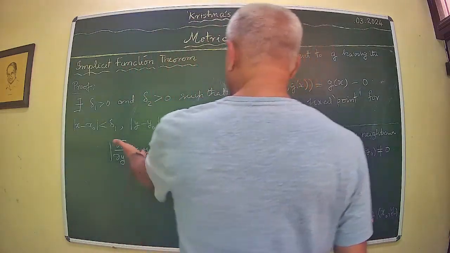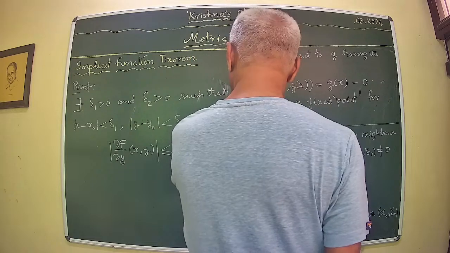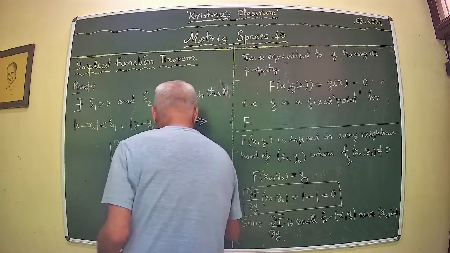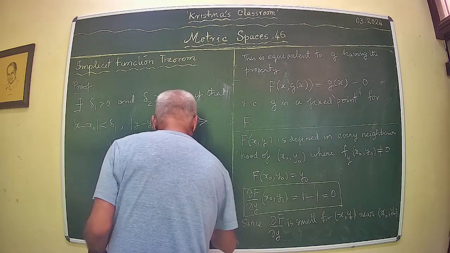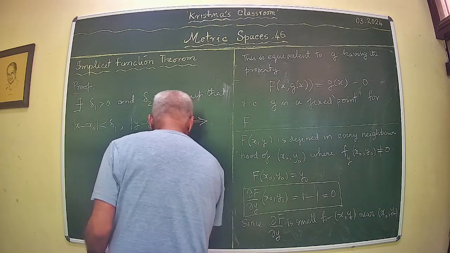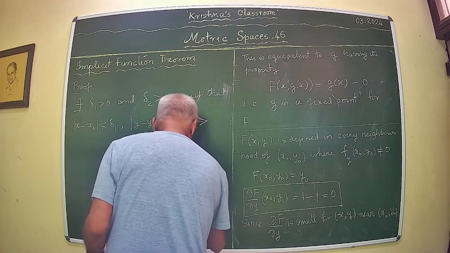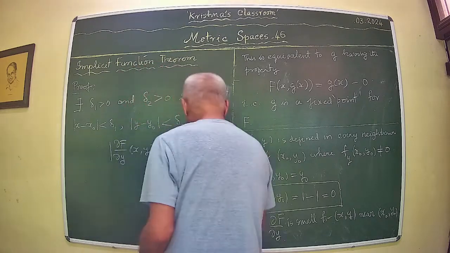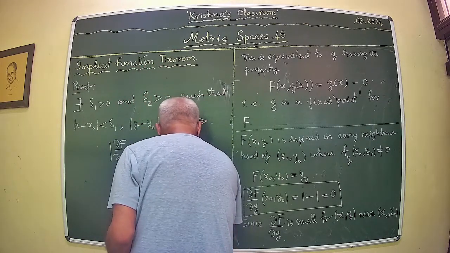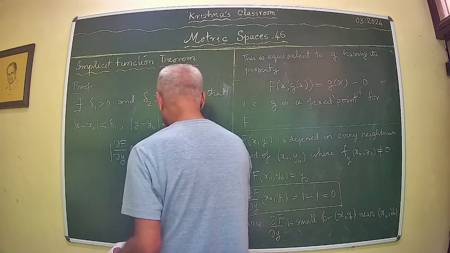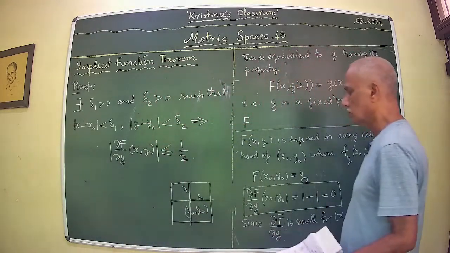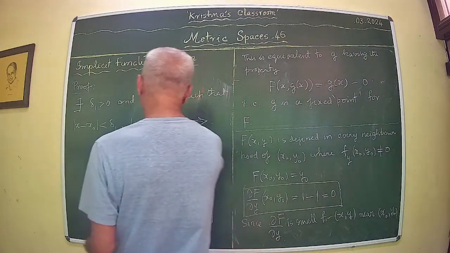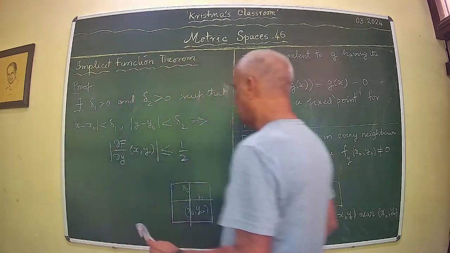Okay. Now df by dy is 0. Therefore, you see that you can find the point x naught y naught. You can work out a rectangle around the point x naught y naught, and this is delta 1, this is delta 2. So this is the rectangle I am talking about, where you see that df by dy is less than or equal to half.